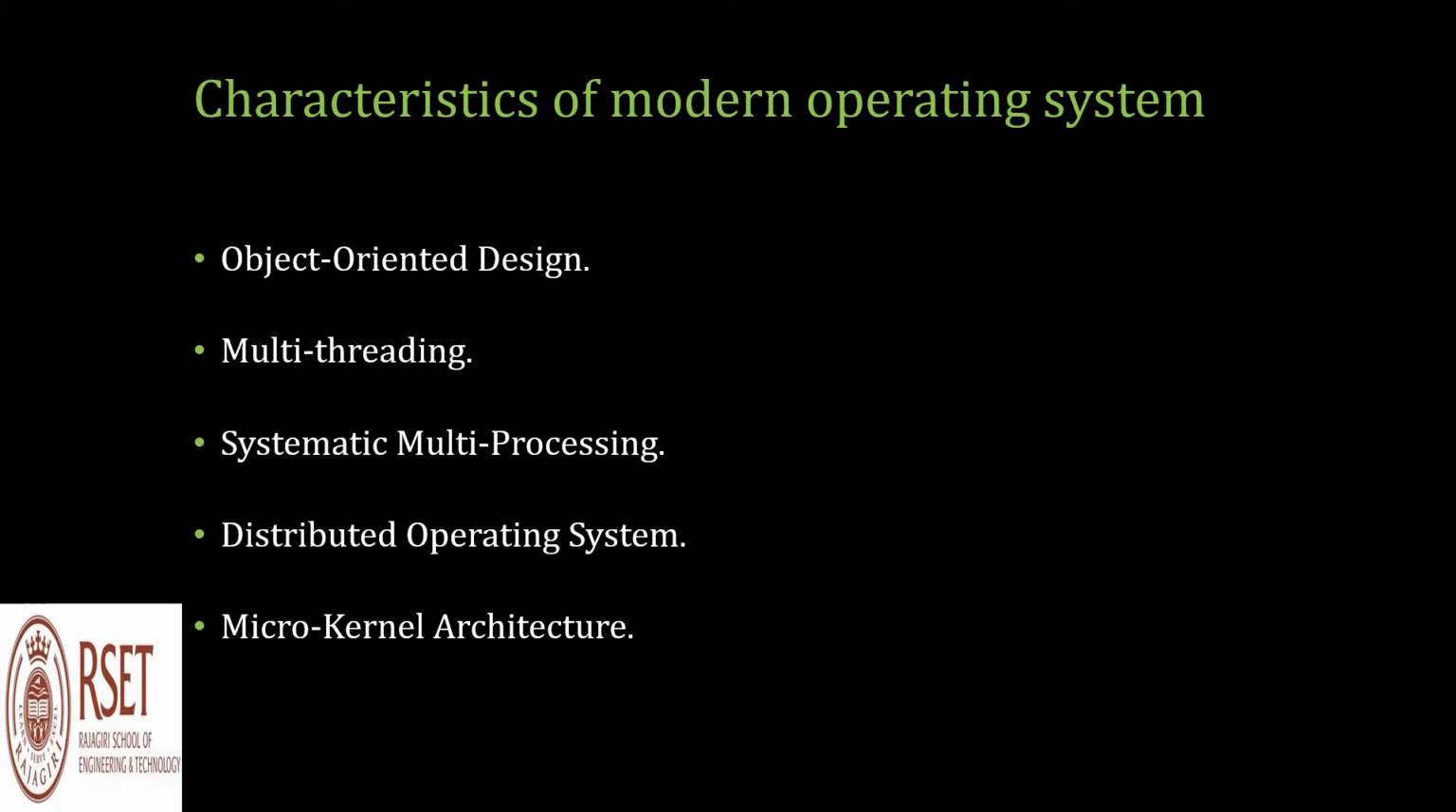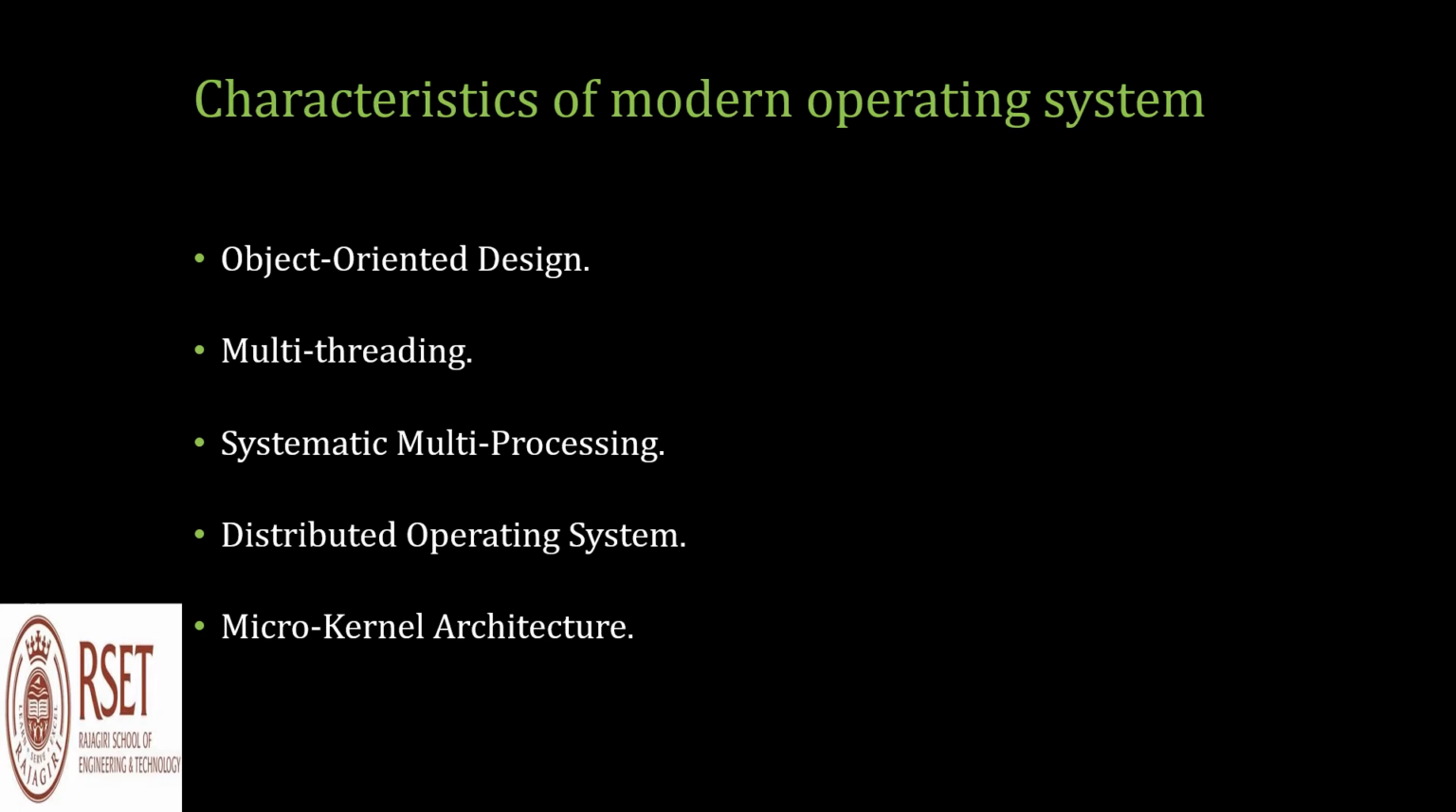It means if one processor fails due to a hardware problem, the system can still execute the jobs with the other processors. That is what is meant by reliability. Reliability is improved if you are using symmetric multiprocessing. So that is the third characteristic of a modern operating system.